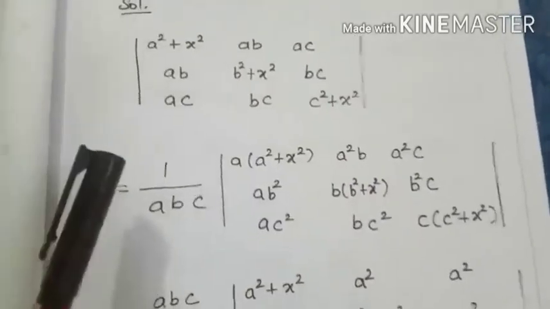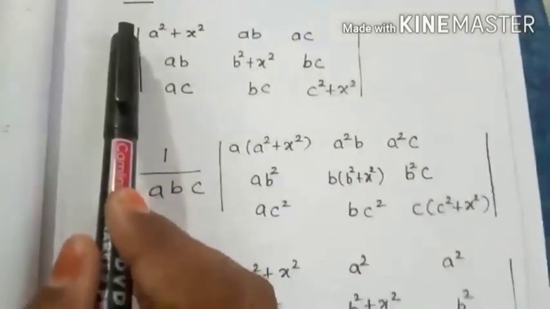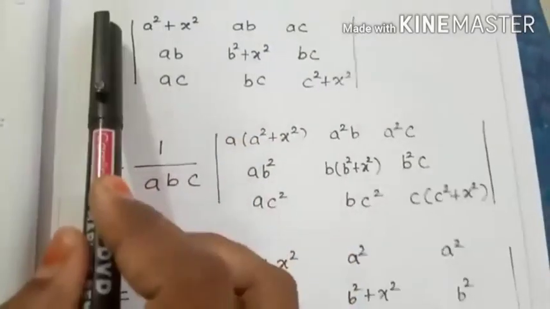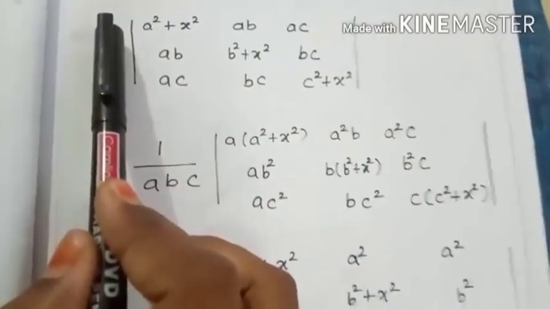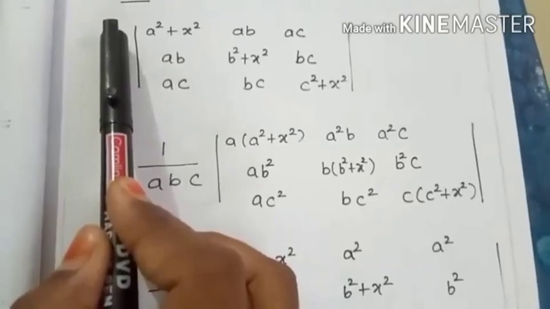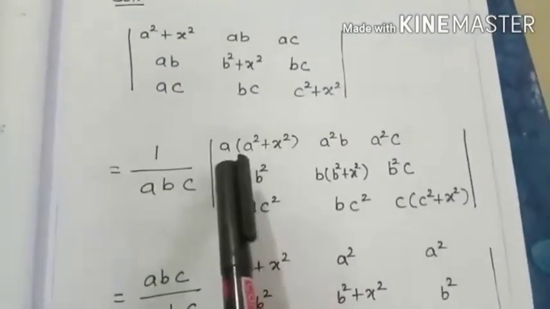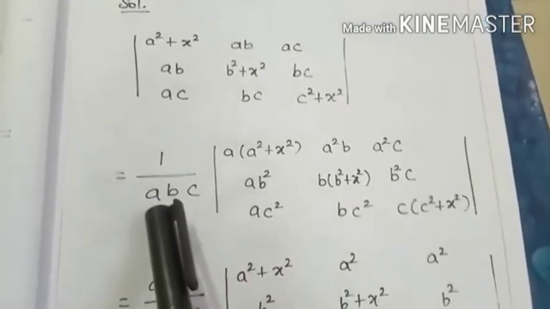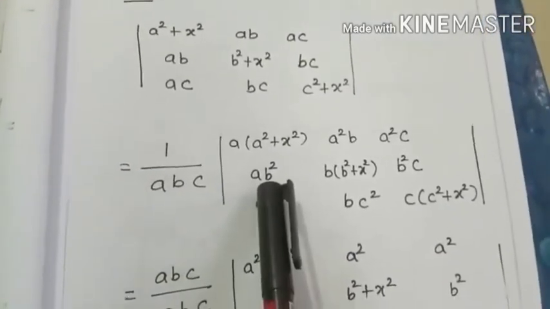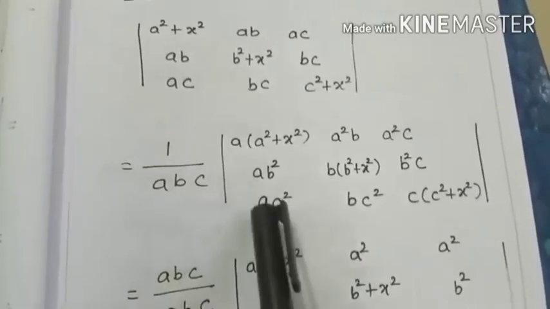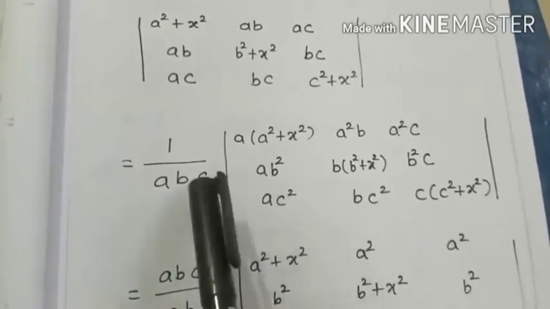So the first step is, R1 is multiplied by A. If we multiply by any scalar, we have to divide by the same scalar. So R1 is multiplied and divided by A, R2 is multiplied and divided by B, and R3 is multiplied and divided by C.